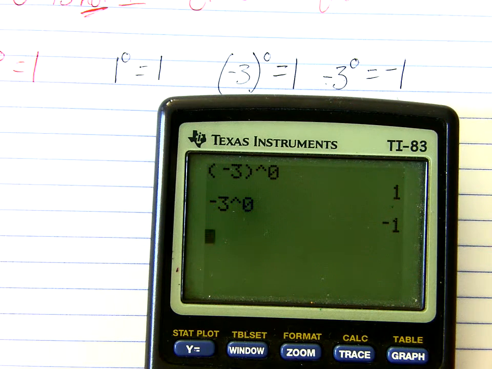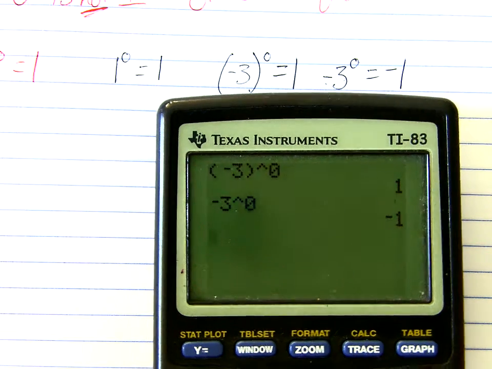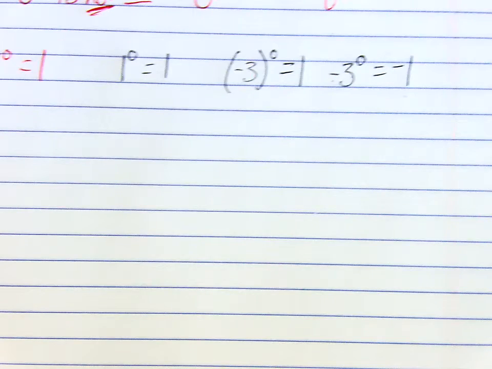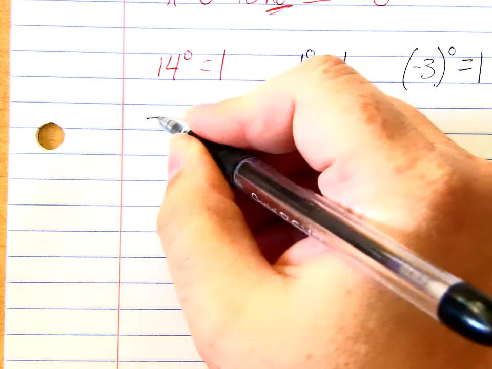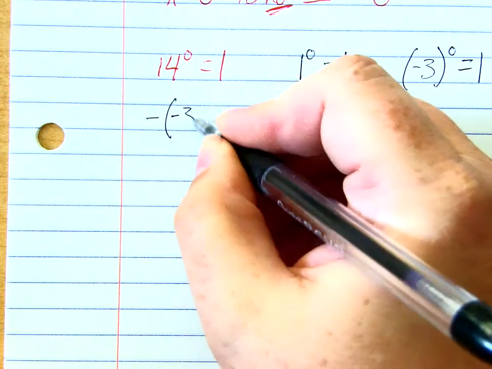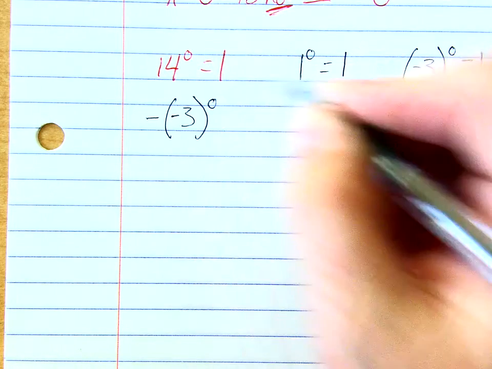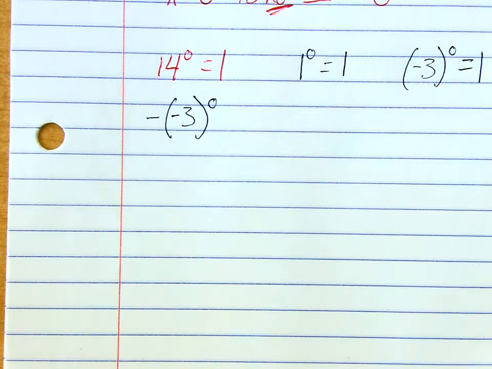Okay. Are you ready for a really tough one? Yes. All right, let's try this. What if I gave you negative 3 to the 0? What is that going to be? Well, hold on. Think about it. Write down what you think it is. I think we can all probably agree it's either 1 or negative 1, but I want you to stop and think.